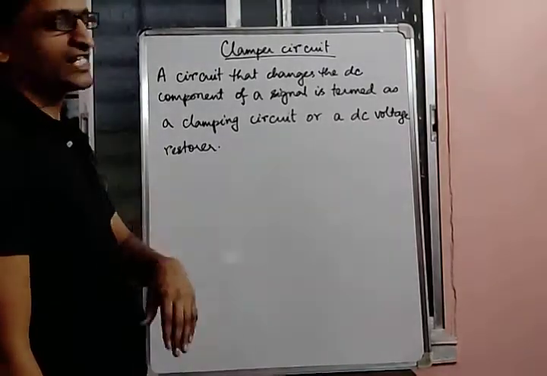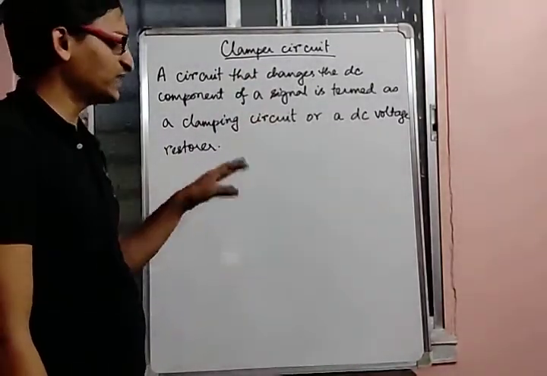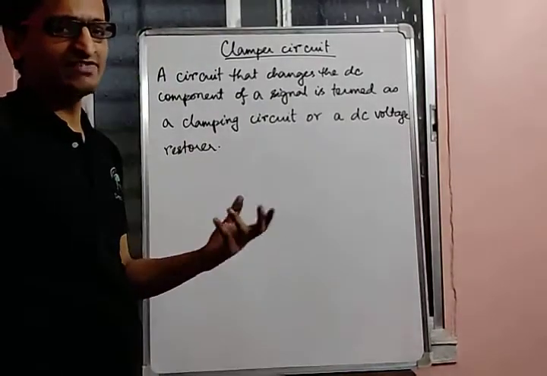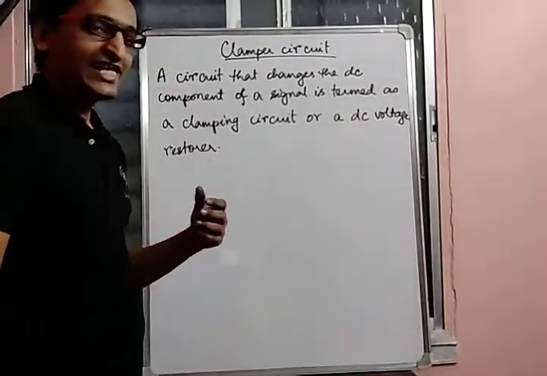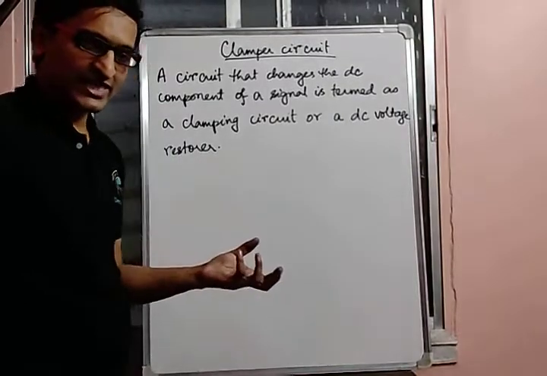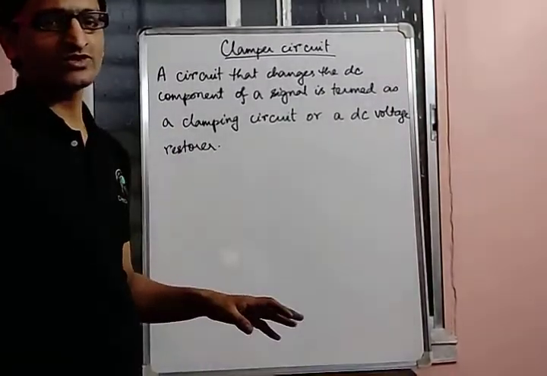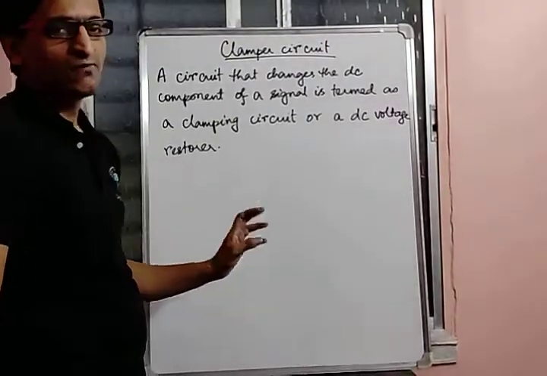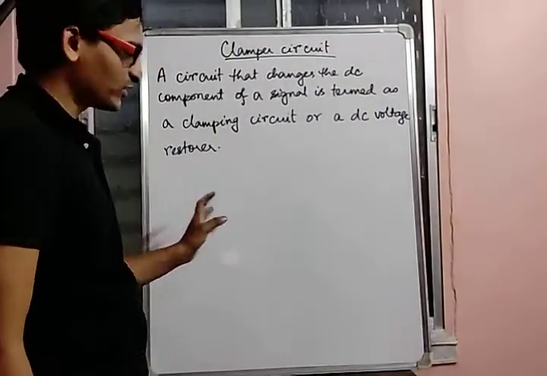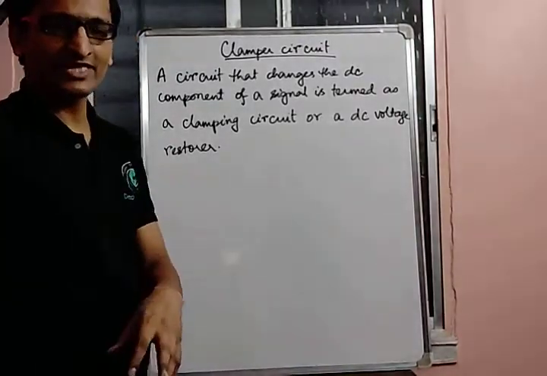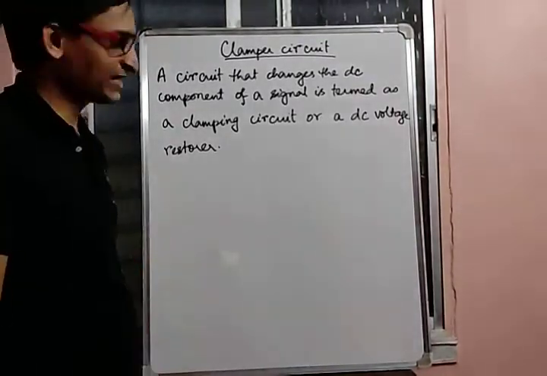A positive clamper circuit adds some positive DC component to the signal. On the other hand, a negative clamper circuit adds some negative DC component to it. Again, it is a positively unbiased clamper circuit if there is no DC voltage source. On the other hand, if there is a DC voltage source connected to it, then it will be called a positively biased clamper circuit. Similarly, we can have a negatively unbiased clamper circuit and a negatively biased clamper circuit.